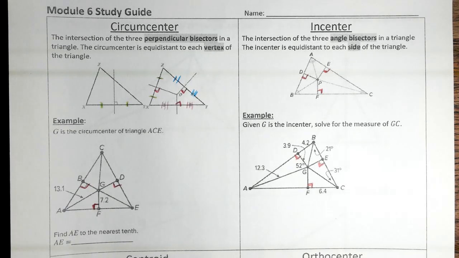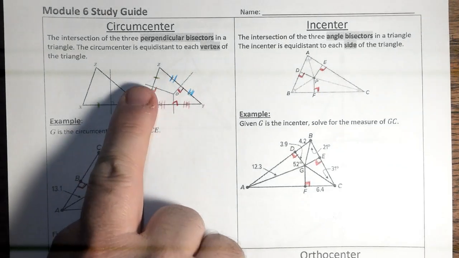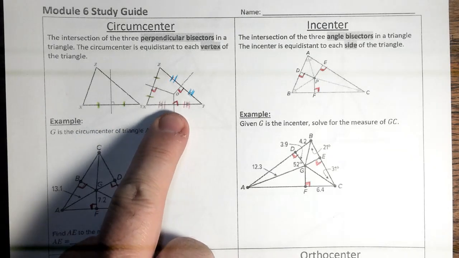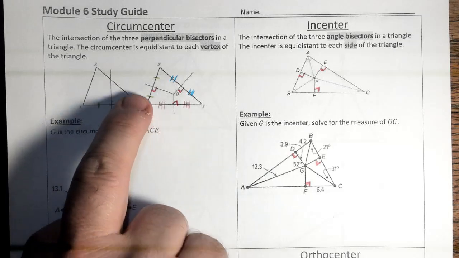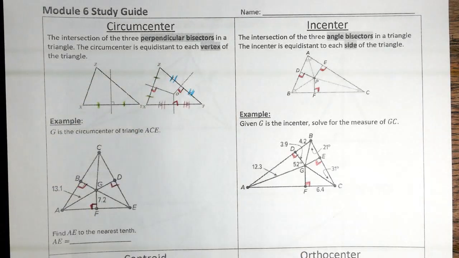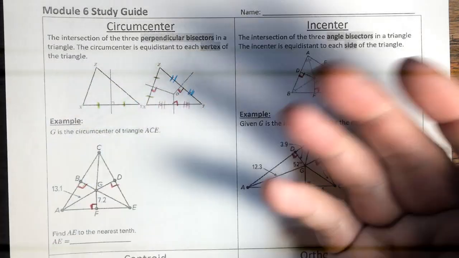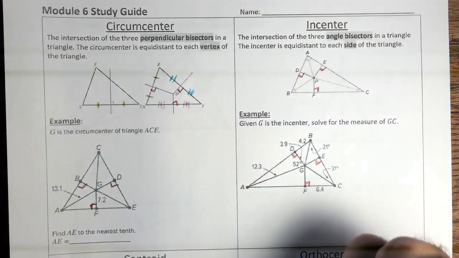Starting at the top left, we have discuss circumcenter. This is the intersection of the three perpendicular bisectors in a triangle. The circumcenter is equidistant to each vertex of the triangle. So these are all going into the side there. They're the perpendicular bisectors, so they split these into two equal pieces. That's why they're all congruent. And because it's perpendicular, it makes a 90-degree angle.